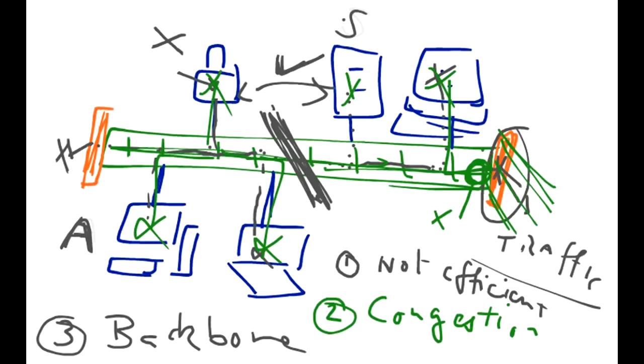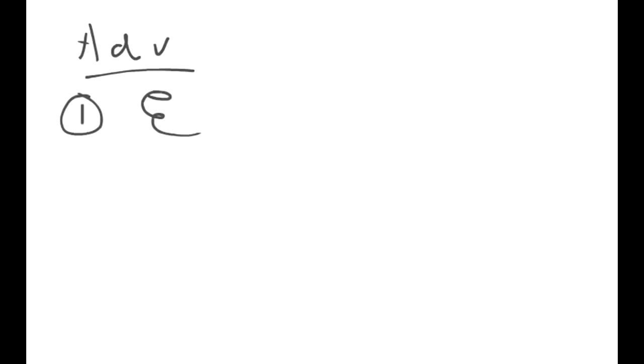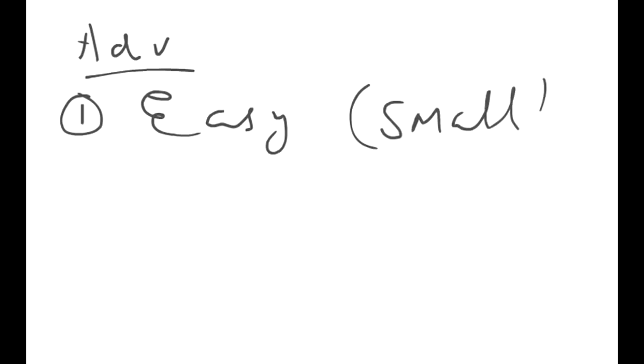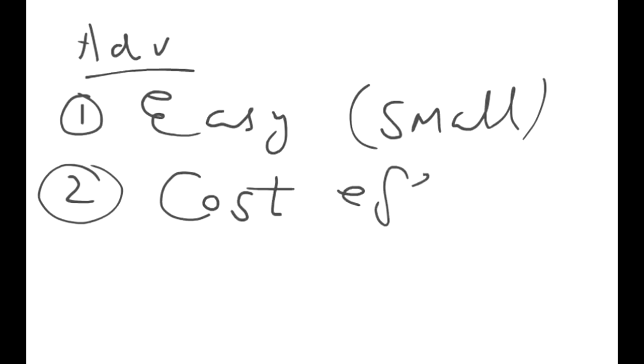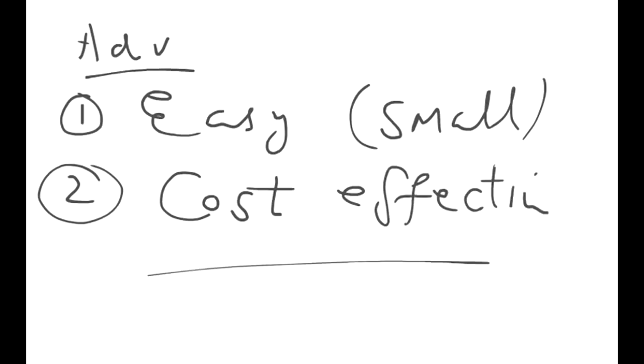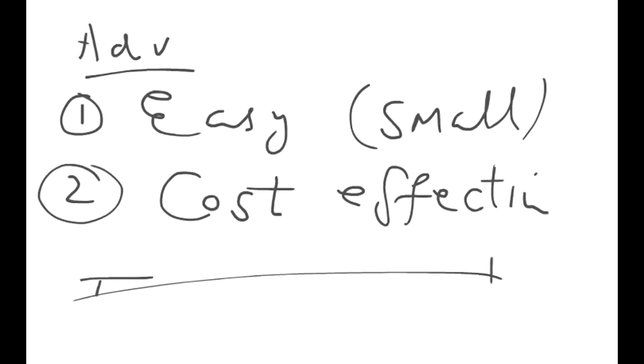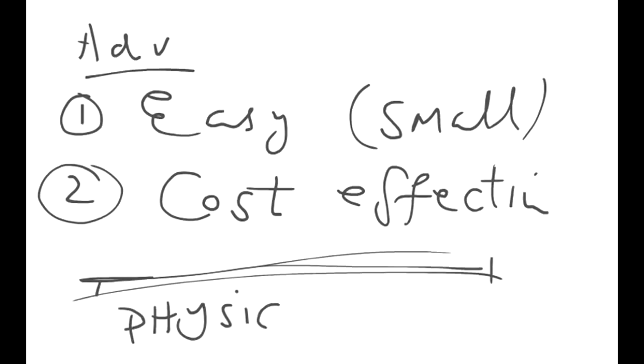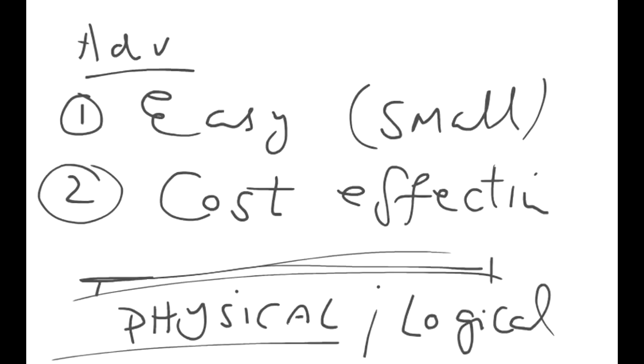So these are the disadvantages of bus topology, but there are advantages as well. The most important one is that it is easy to set up for small networks. And number two, it is cost effective, as we would need just some wires to make a bus topology. Nowadays the physical bus topology is not being used, but still logical bus topology is being used in many scenarios.